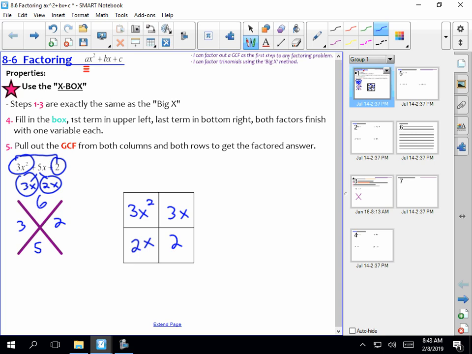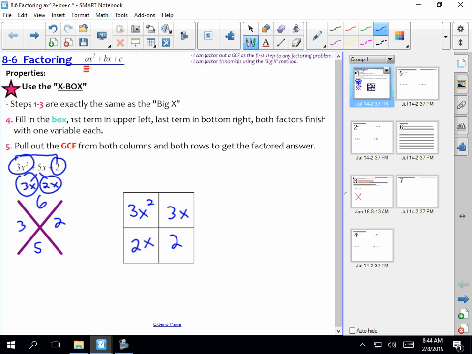The first term goes here. The 3x squared goes in the top left. The last term, the 2, goes in the bottom right. And then these 2 numbers here and here, we tack on an x or whatever the variable is and put it here and here. Okay? And then the final step is you pull out the GCF. This is why we learned GCF factoring first. From both columns and both rows to get the factored answer.